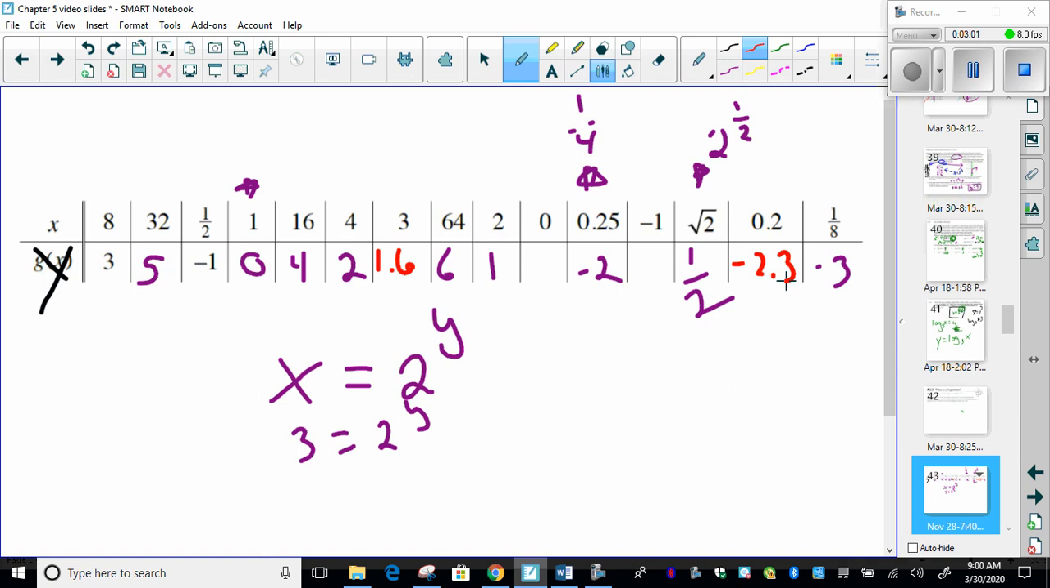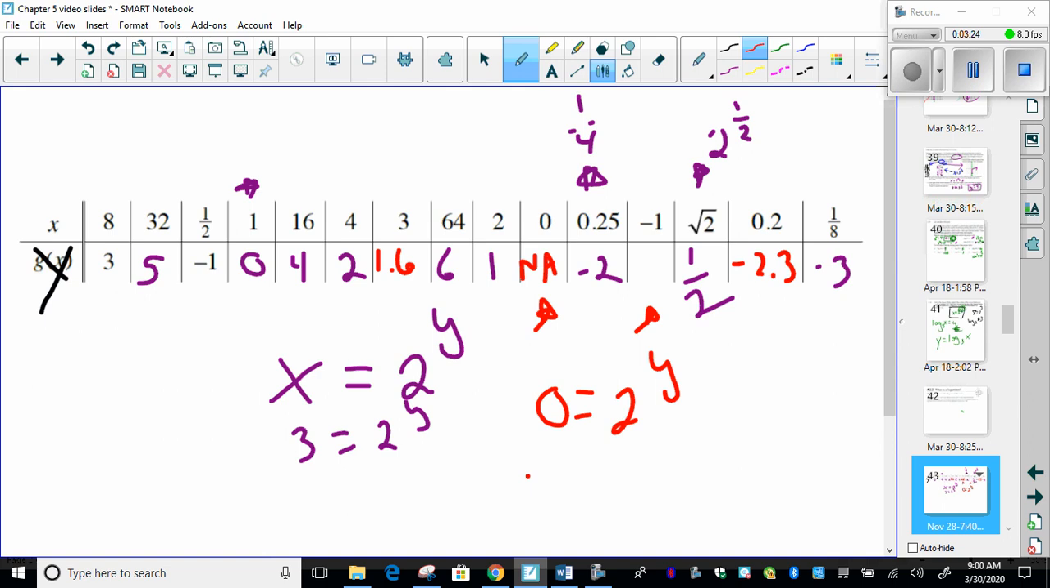Now let's look at these special ones, 0 and -1. So 0 equals 2 to the y. 2 times itself how many times? Or 2 to what power is 0? Nothing. There is nothing. I can't take 2 to any power and get a 0. If I take 2 to the 0, I get 1 out.